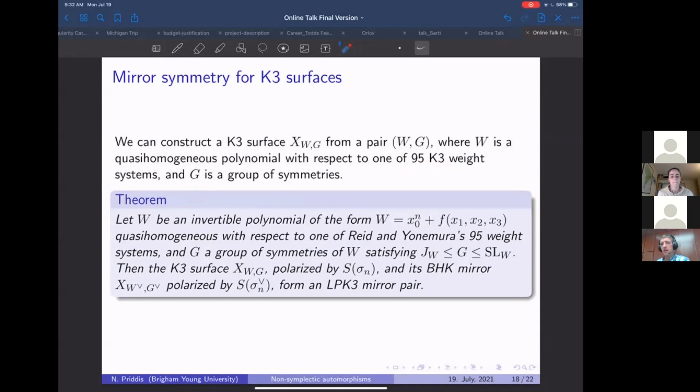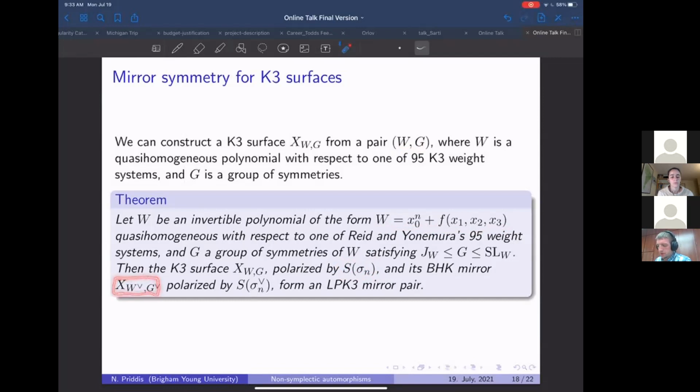And from this data, you can build K3 surfaces. And if your polynomial happens to take this form, there's a certain purely non-symplectic automorphism on that K3 surface, which I'm going to call sigma sub n. If I look at that invariant lattice, the invariant lattice of that purely non-symplectic automorphism of order n, then there's a way from this data to find a mirror pair, which I'm going to call X.